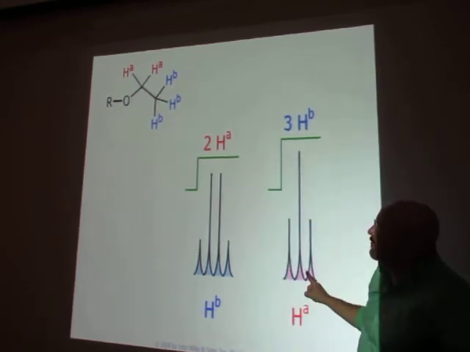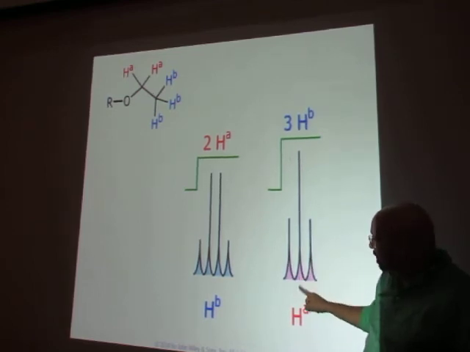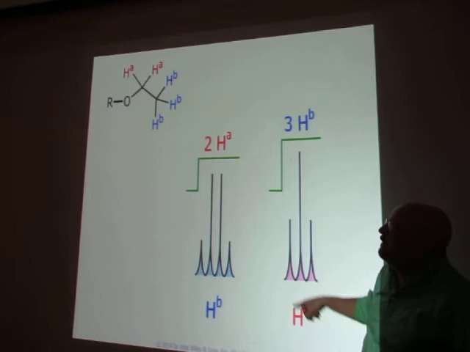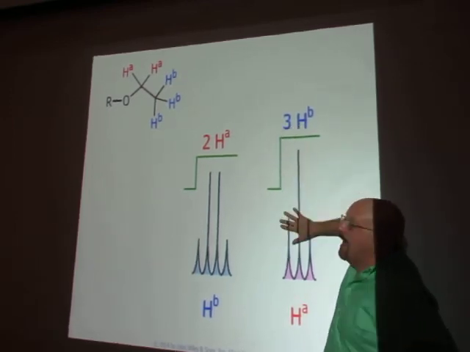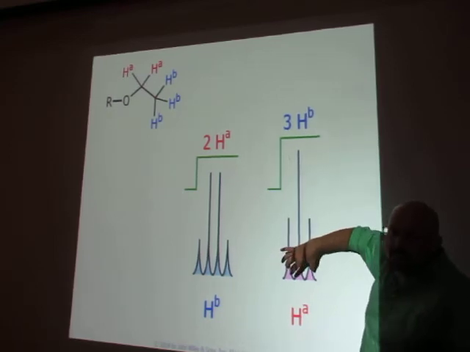But the splitting is due to your neighbor. So this splitting into 3 lines is due to the red. Even though this is the blue, the blue gave the signal, but the red did the splitting. Okay. Your neighbor is going to do the splitting.